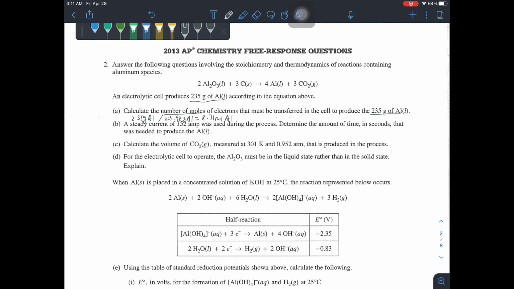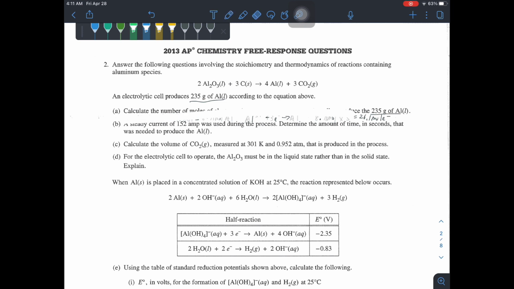Since we take the equation, the half equation, Al3+ plus 3 electrons become aluminum, and so we have 3 electrons in there. We will take 3 times 8.71 moles. So thus we will get 26.1 moles electrons.